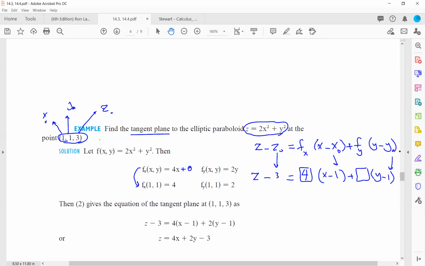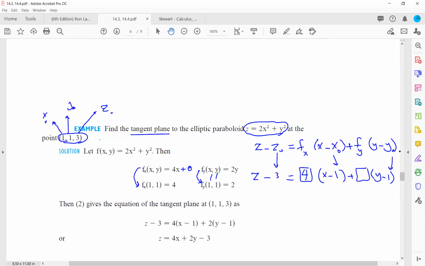Now we have to take the partial derivative of the function with respect to y. It means that your x is now a constant. So 2x squared is just a constant. The derivative is 0. And the derivative of y squared is 2y. Then you have to evaluate the function when x is 1, y is 1. You don't have any x in it. So 2 times 1 is 2.